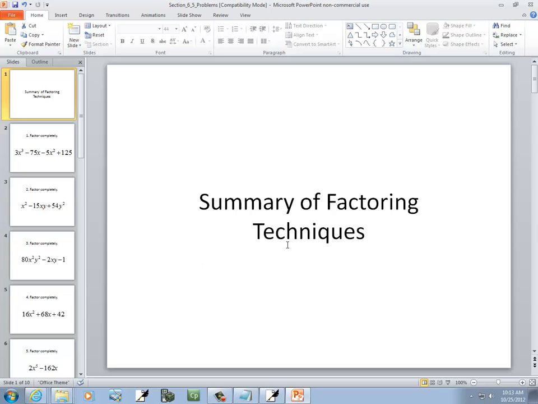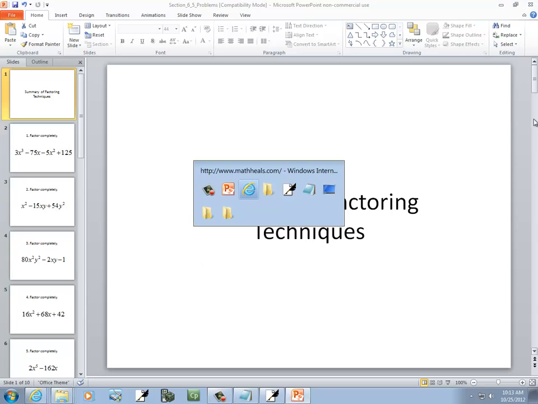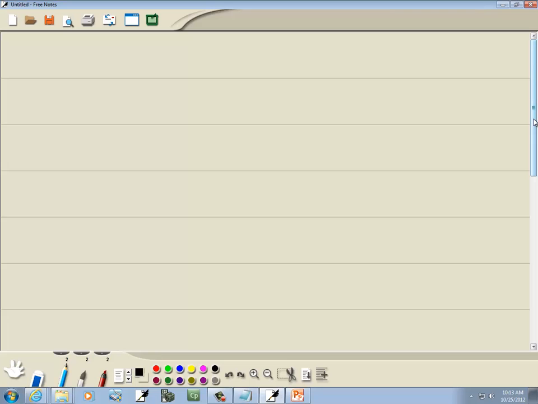Let's take a look at some summary of factoring techniques. So let me write them down. For factoring, our first method is GCF, greatest common factor, and I'll put an asterisk by it. You always try to do that.